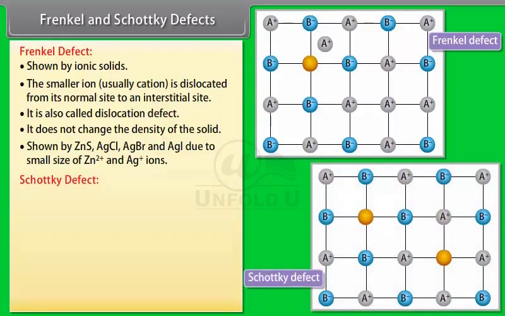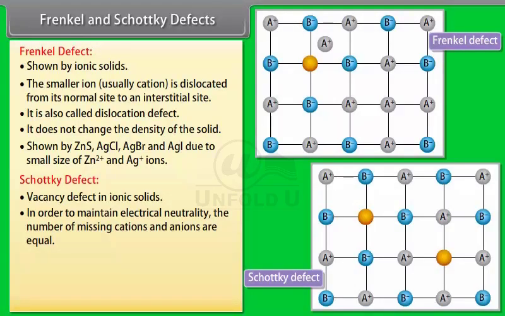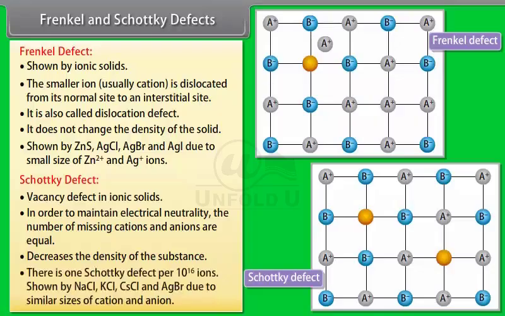Schottky defect. Vacancy defect in ionic solids. In order to maintain electrical neutrality, the numbers of missing cations and anions are equal. Decreases the density of the substance. There is one Schottky defect per 10^16 ions. Shown by NaCl, KCl, CsCl, and AgBr due to similar sizes of cation and anion.